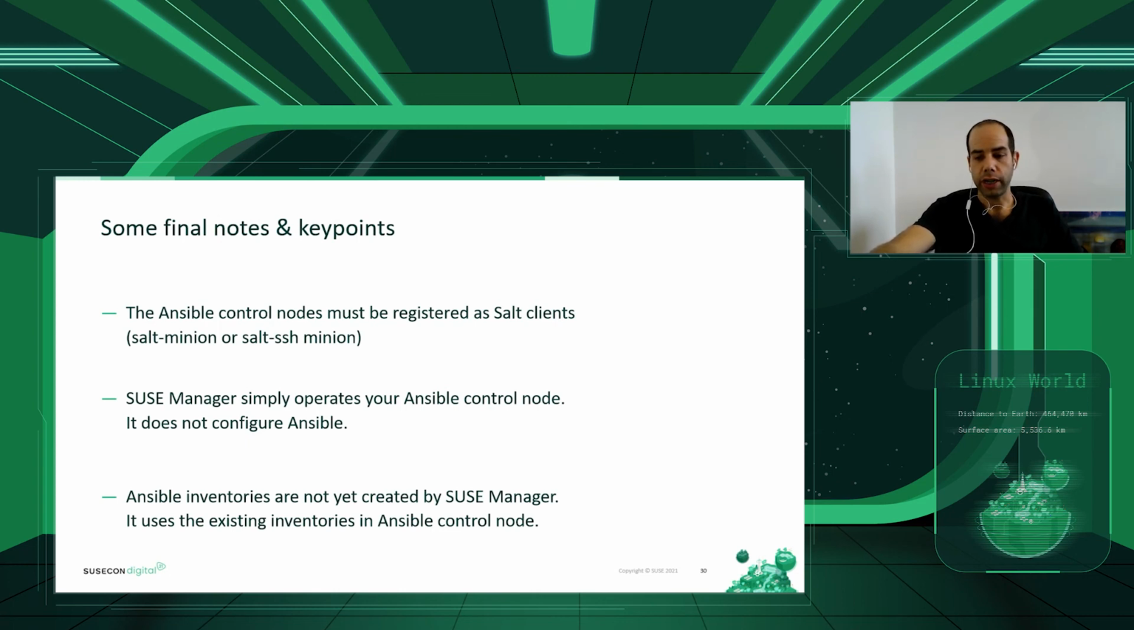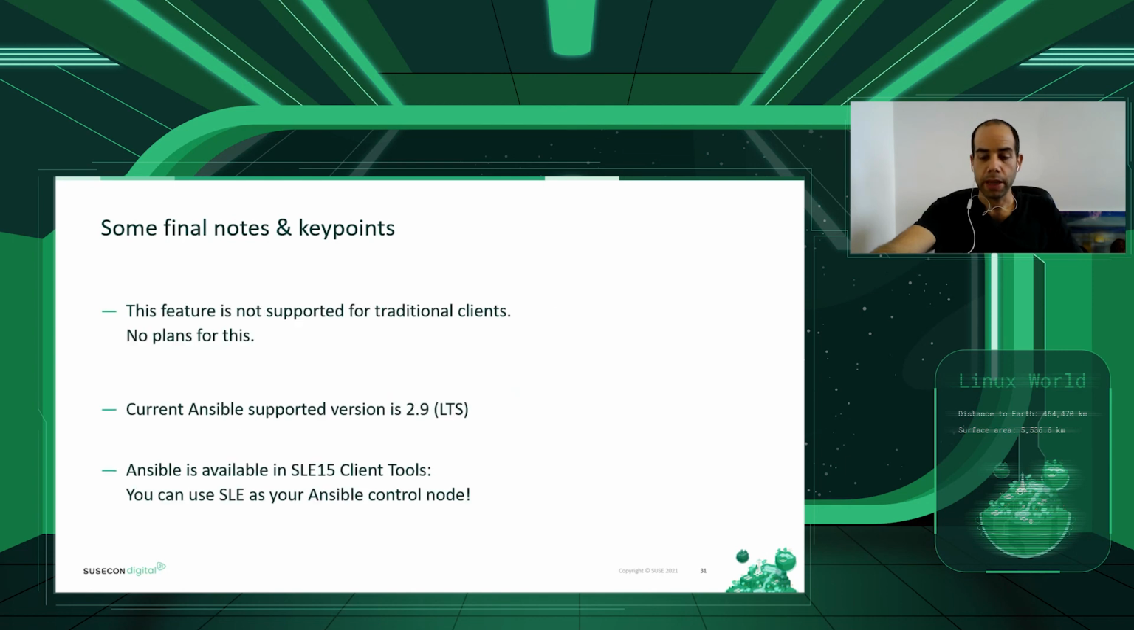This feature is not supported for traditional clients, only for Salt minions, and we have no plans for bringing this to the traditional client. As I mentioned, the current version that we are supporting is the 2.9 branch, which is the LTS version of Ansible at the moment. As soon as 2.10 would be LTS, then we will switch. And as mentioned at the beginning, Ansible is now available in the SLE 15 client tools. This means that you can use SLE as your Ansible control node. All right.